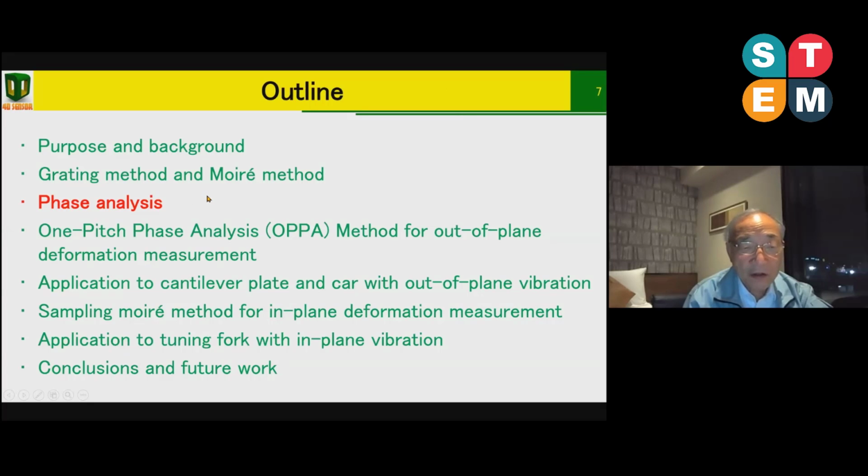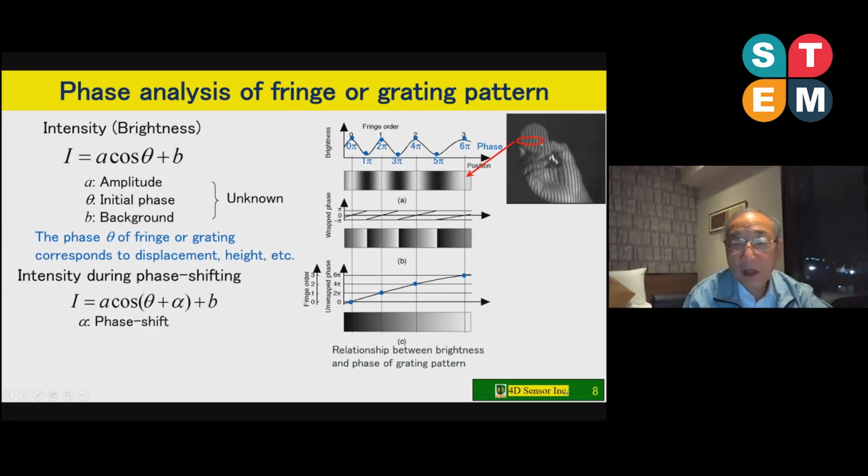Next, we will introduce phase analysis. This is a grating projected on the object. The grating is deformed according to the height. So this fringe pattern is a magnification of this area. The intensity distribution is given by this graph, with white parts and black parts, white parts and black parts.